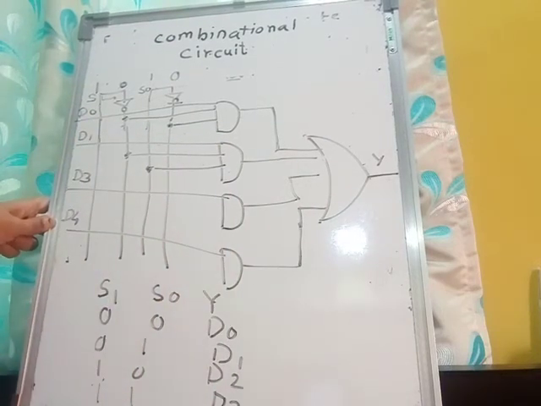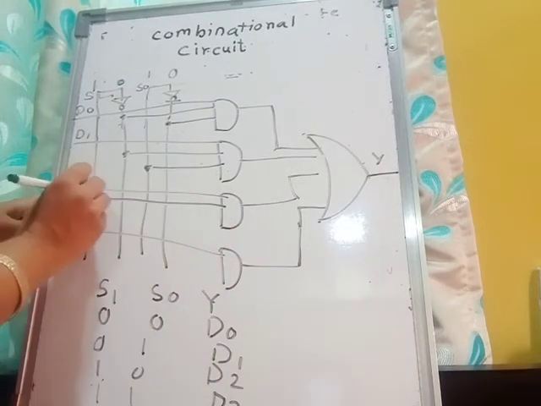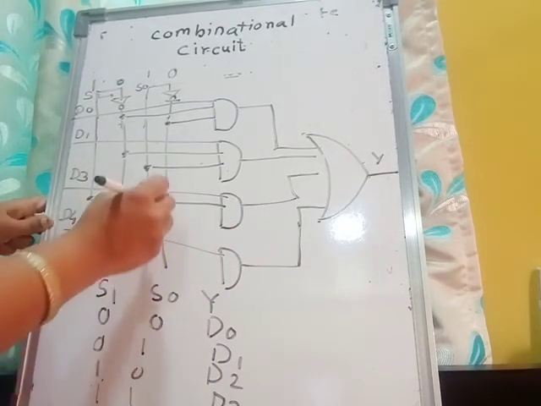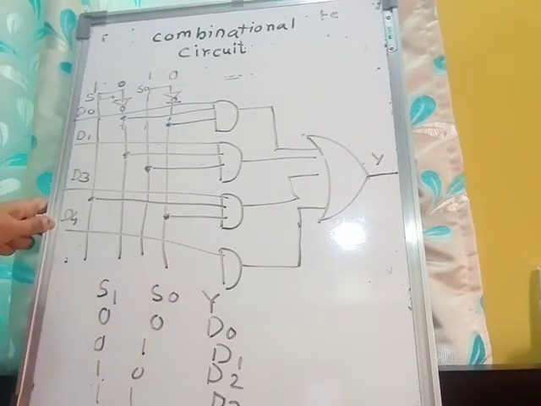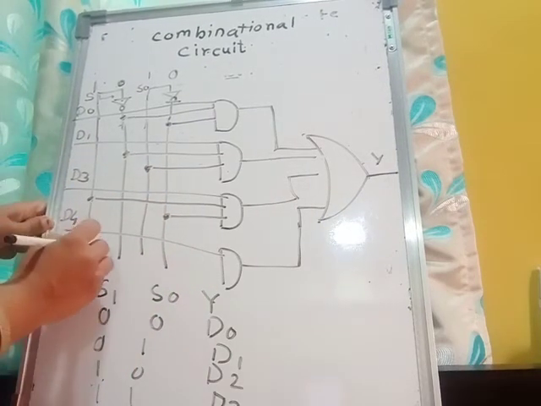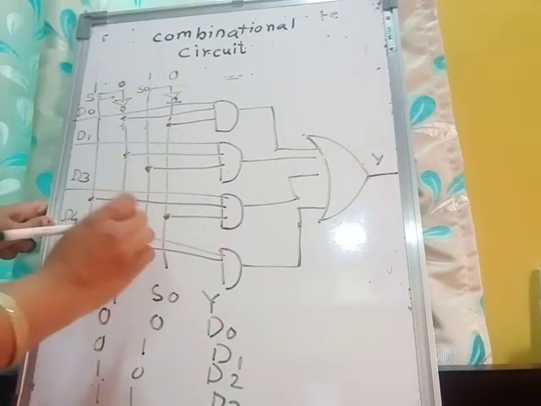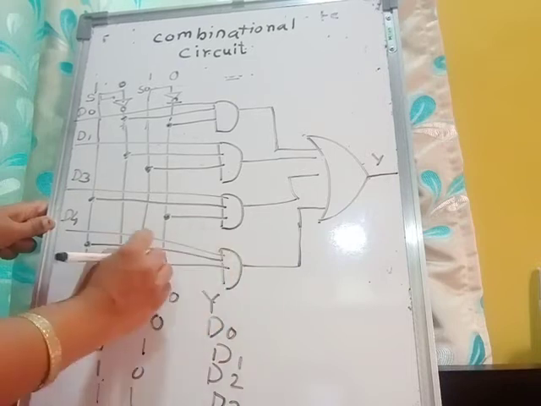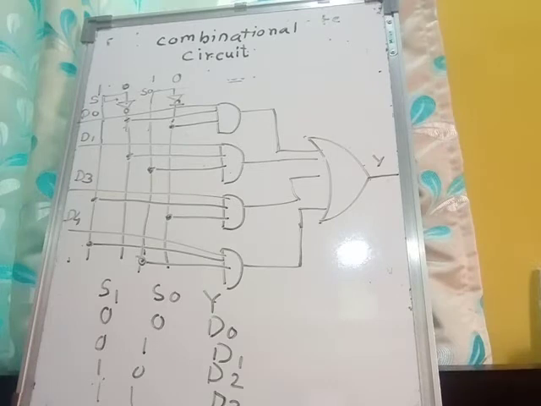Now you have 1 0. So where is 1 here? This line. Input 1 and where is 0? So it is here. So connect this one. Okay, and the last one, both are 1. So first of all connect this one and then 1, it is here. So connect this one here. So this is the diagram for 4:1 multiplexer.